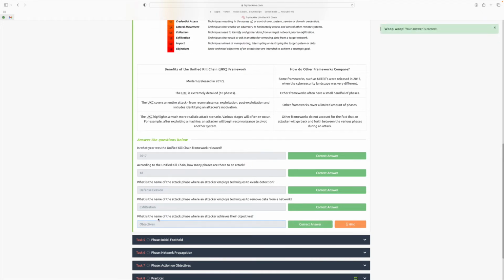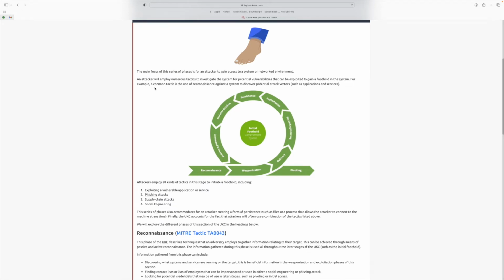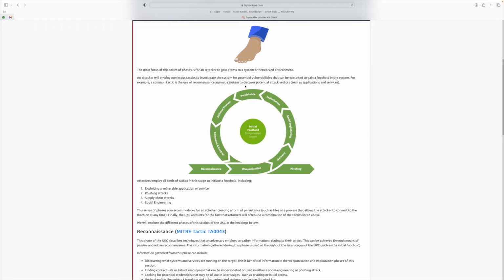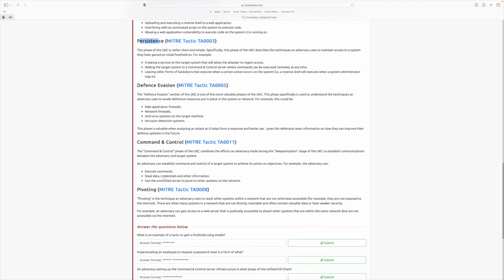Now let's go to task 5. An attacker will employ numerous tactics to investigate the system for potential vulnerabilities that can be exploited to gain a foothold in the system. For example, a common tactic is the use of reconnaissance against a system to discover potential attack vectors. Attackers employ all kinds of tactics in this stage to initiate a foothold, including exploiting a vulnerable application or service, phishing attacks, supply chain attacks, social engineering.